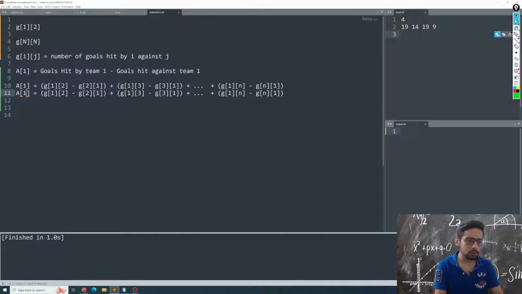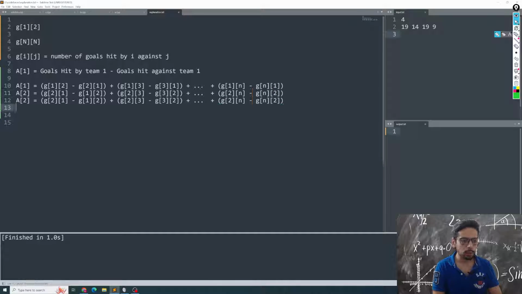How about the efficiency of the second team? It will be the number of goals the second team hits against the first team in the first match, and the first team hitting against the second team, subtract that. The number of goals the second team hits against the third team and the third hits against the second team, subtract it. Finally, in the nth match, the number of goals the second team hits against the nth team and the number of goals the nth team hits against the second team. So this will be your efficiency A2.